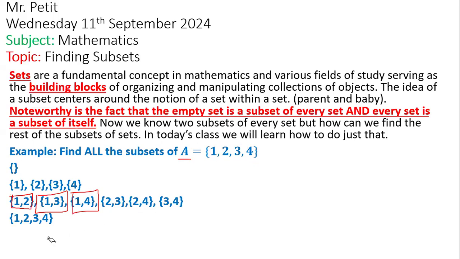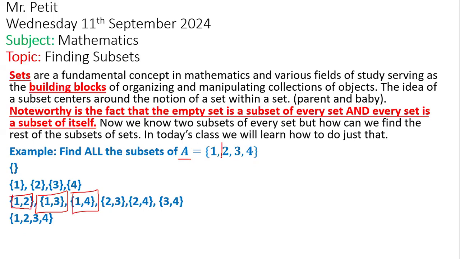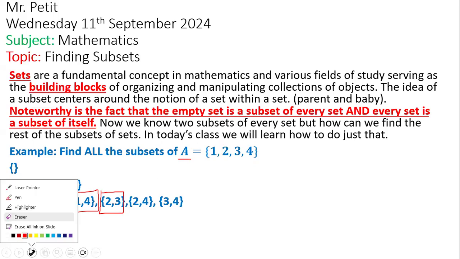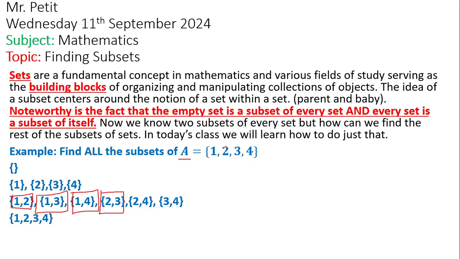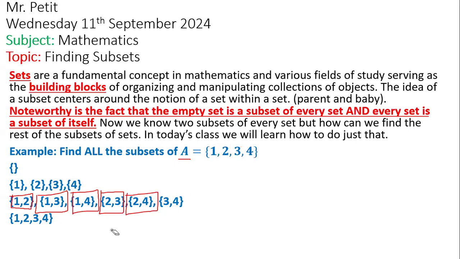2 and 3. We could do 2 and 3. All right, what else can we do? 2 and 4. We could do 2 and 4. So 2 and 4, you only could use the numbers from the set and you can't have any repeats. And then we could do what? 3 and 4. We could do 3 and 4.